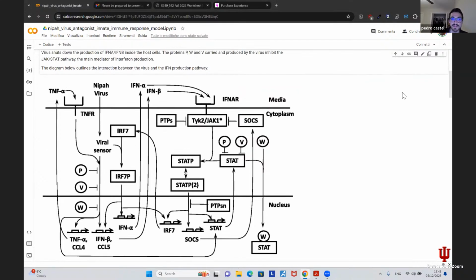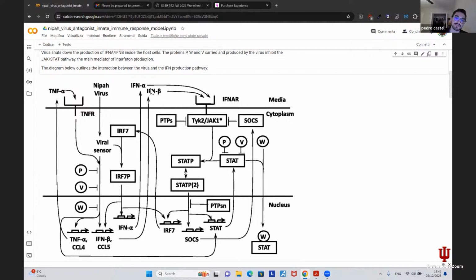So this diagram didactically explains what's going on. First you have the Nipah virus entering the cell. It is detected by the cell. Hopefully you can see my mouse here. It indirectly activates the production of interferon alpha, interferon beta, TNF, which is tumor necrosis factor alpha, CCL4, CCL5. These are all cytokines. They are released, secreted into the environment, and sensed either by the cell and the neighbor cells.